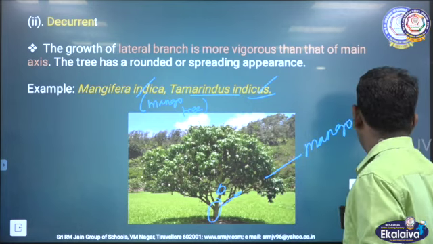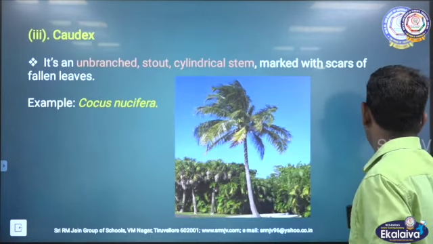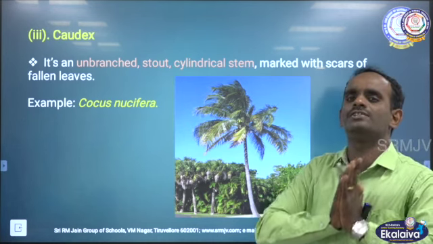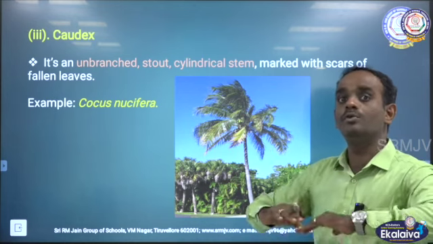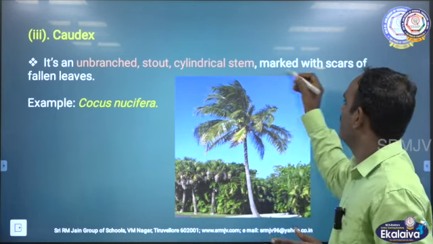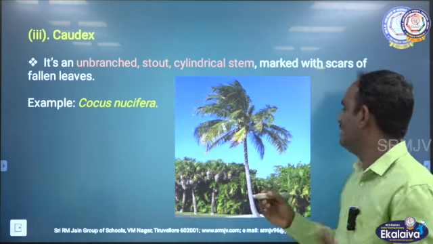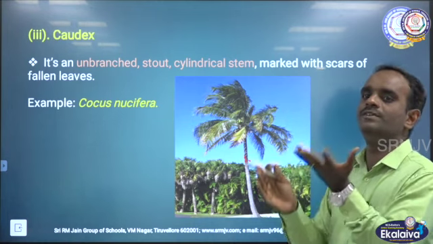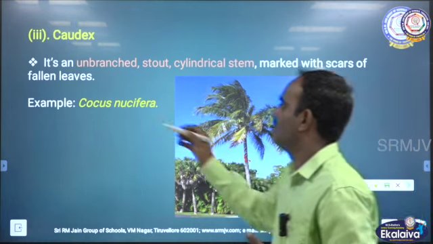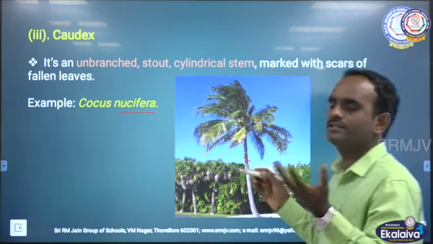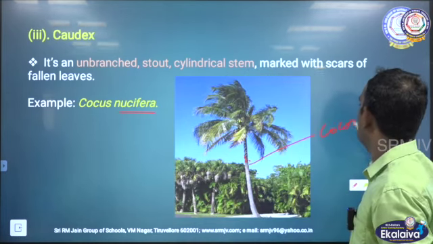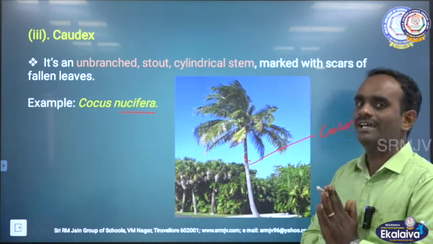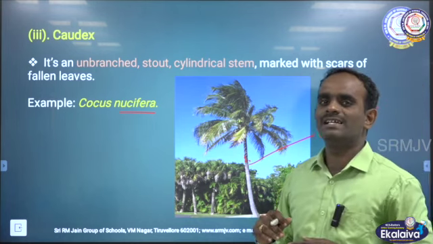Okay. Next we move on to the third one, caudex. It is unbranched. See the picture. There is no branch at all. Unbranched, short, cylindrical stem marked with scars of fallen leaves. So many scars are present here. Fallen leaf scars. Example is Cocos nucifera, which is nothing but the coconut tree. See the stem here. There is no branch at all. It is a short, erect, cylindrical stem. Clear, children?